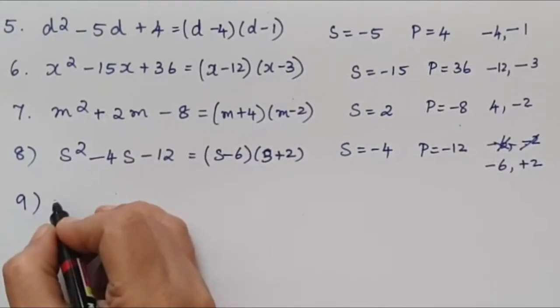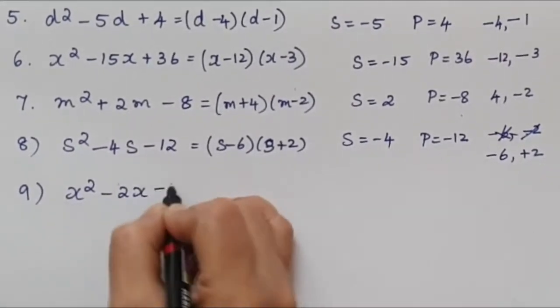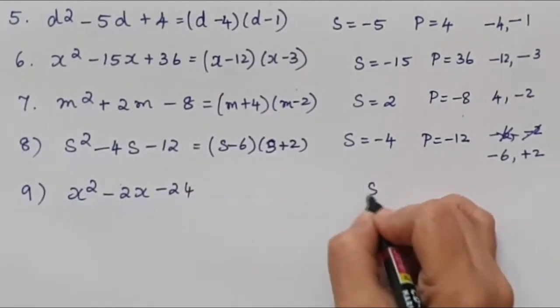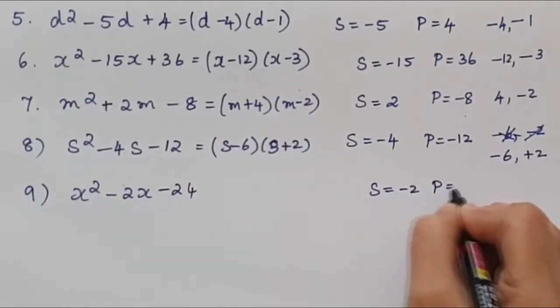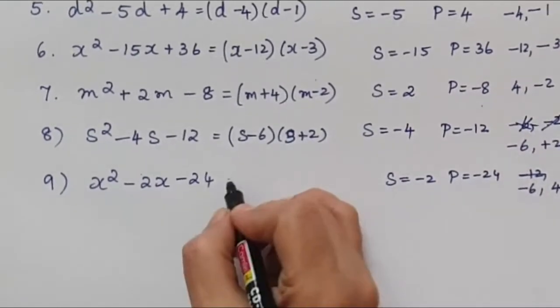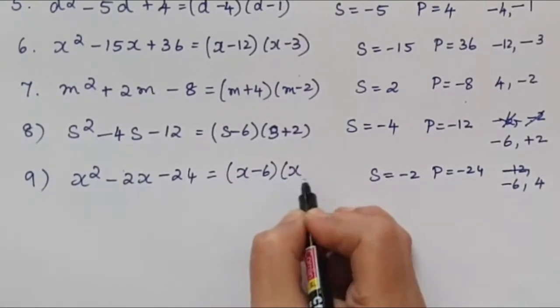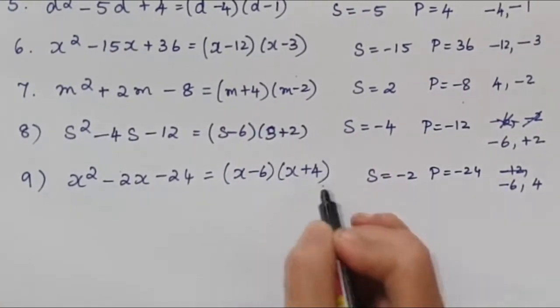Then the ninth one, x square minus 2x minus 24. So the sum has to be minus 2, product has to be minus 24. Minus 6 and 4 are the factors, so it will be equal to x minus 6 and x plus 4.